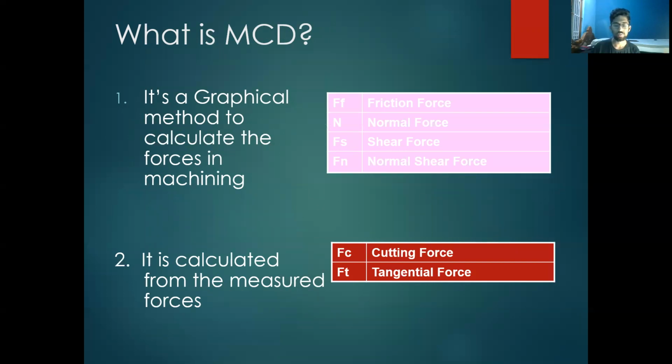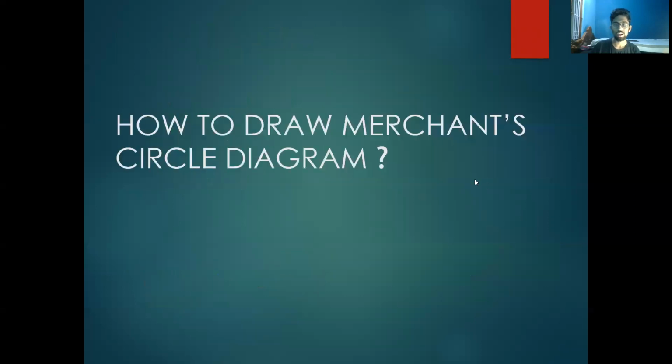It is calculated from the form of measured forces. Okay, next let's get into a topic on how to draw a merchant circle diagram. First, it looks like a graph for easy understanding. You can see here it is a tool, and this is the tool rake angle.